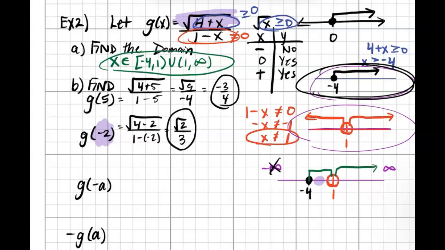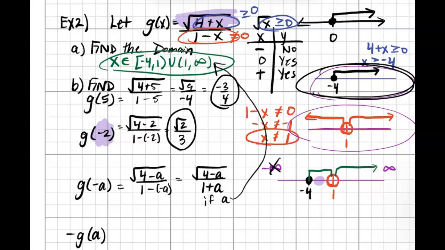Now we're plugging in negative a, so we're going to get 4 minus a over 1 minus negative a. So we get square root of 4 minus a over 1 plus a. So this is the answer, but we would need to just make sure that a has to be in that domain. But right now we can just leave it like this.